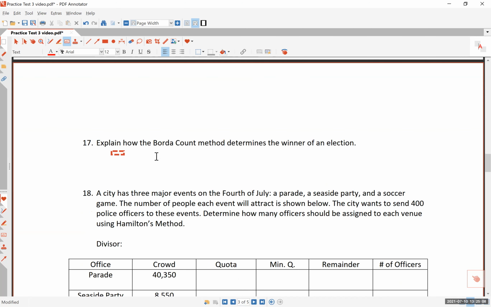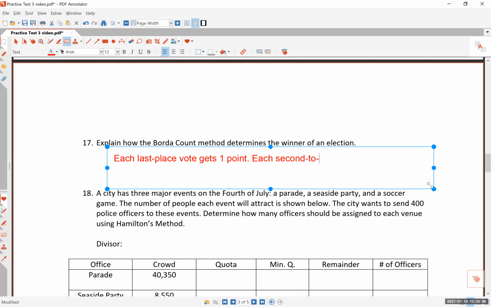I explain how the Borda count method determines the winner of the election. So Borda count is counting, right? Counting what? Counting the number of points that is obtained by each candidate. So each last place vote gets 1 point. Each second to last place vote gets 2 points, etc. Okay, and then if there are 5 candidates, then the top vote gets 5, and so on.